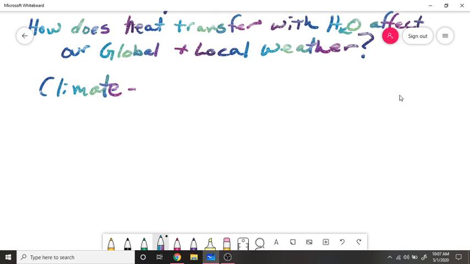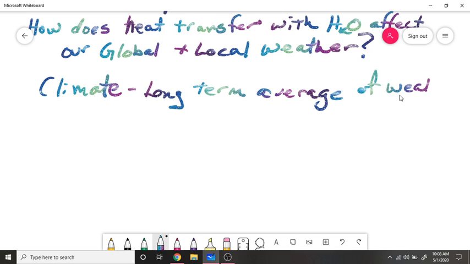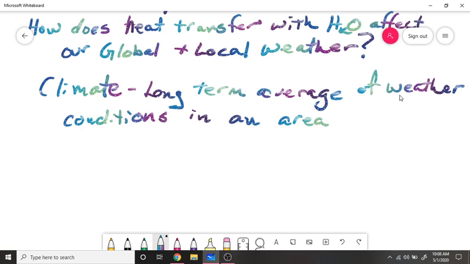You've all heard the terms climate change and global warming. Are they the same thing? They are used interchangeably, but what is climate? Climate is the long-term average, so it's the long-term average of, oh, sorry, weather. Climate is the long-term average of weather conditions in an area.